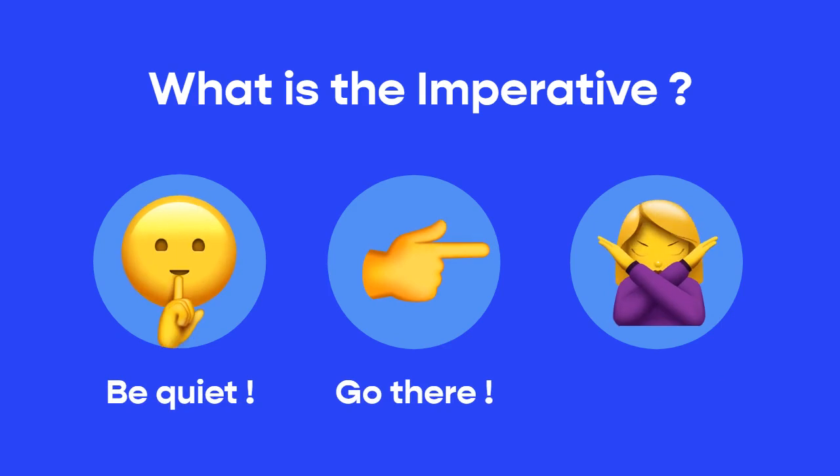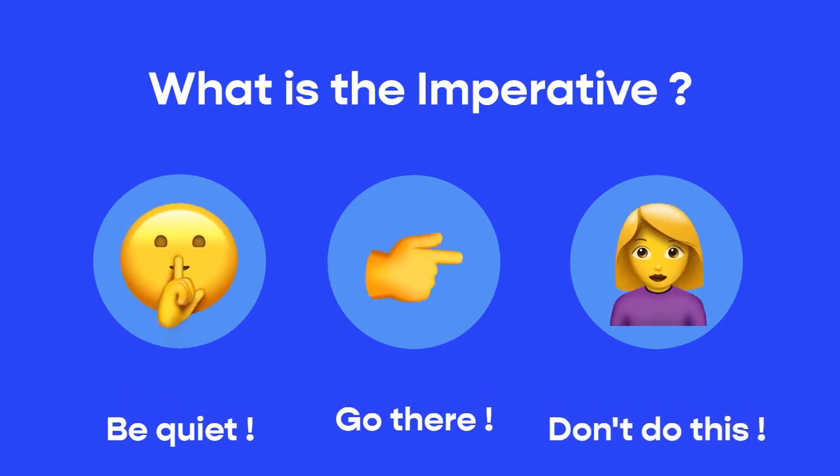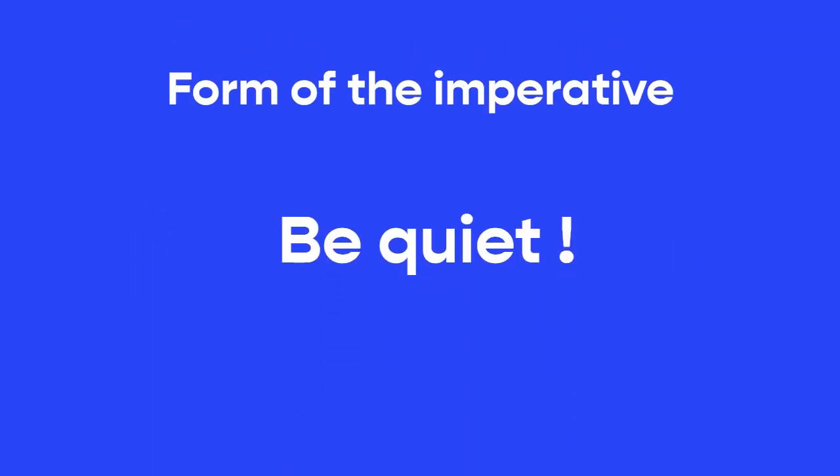Go there. Don't do this. The imperative form is the same as the verb. We use the verb without you. Also, imperative verbs always take the first position in a sentence.